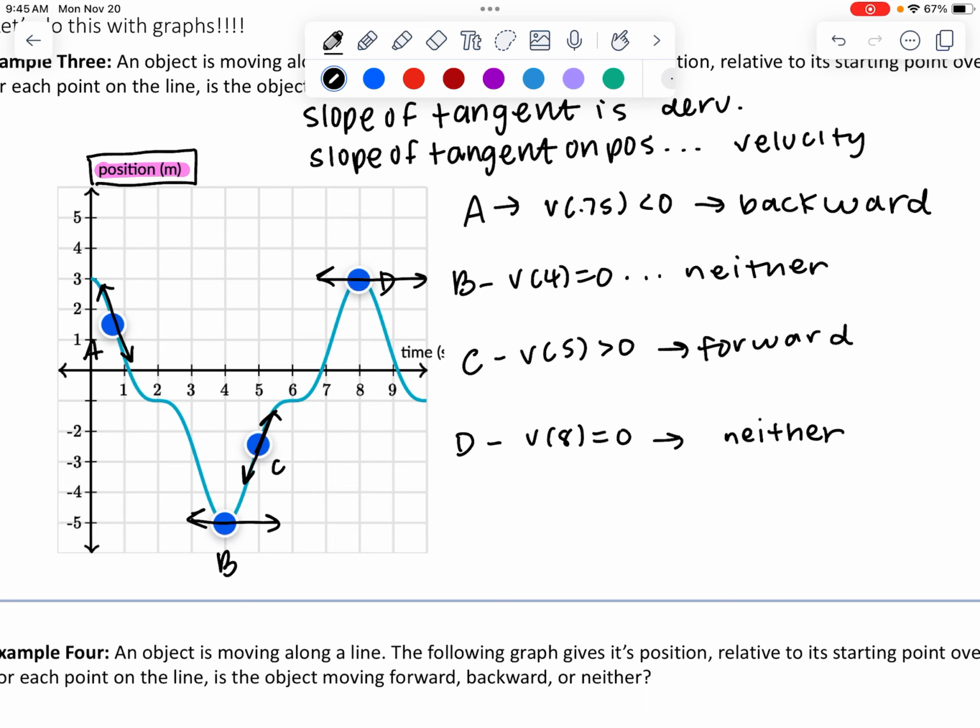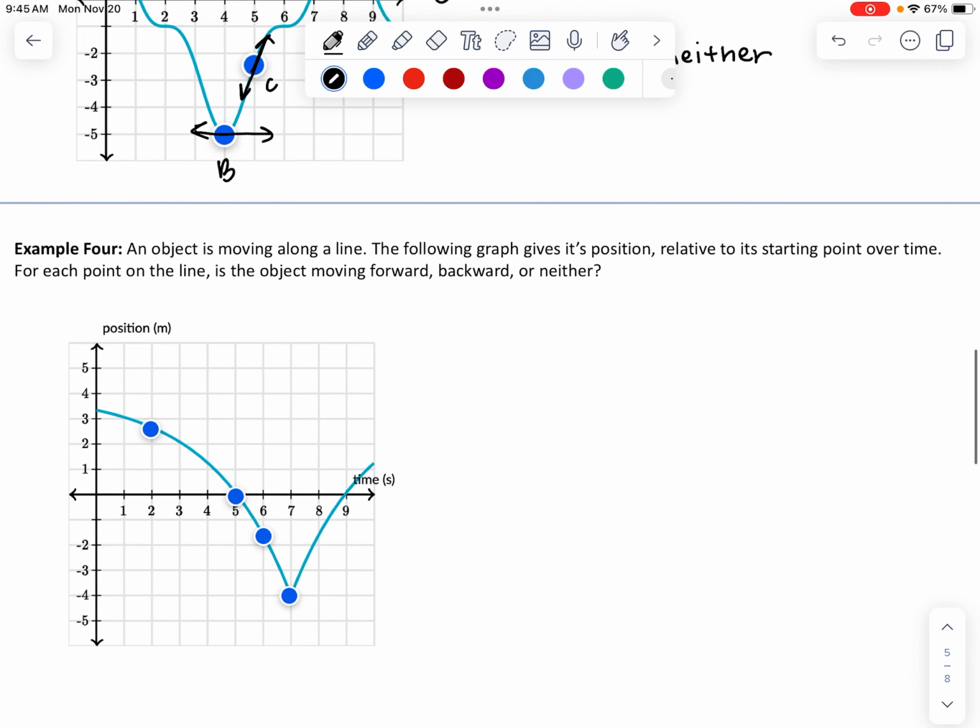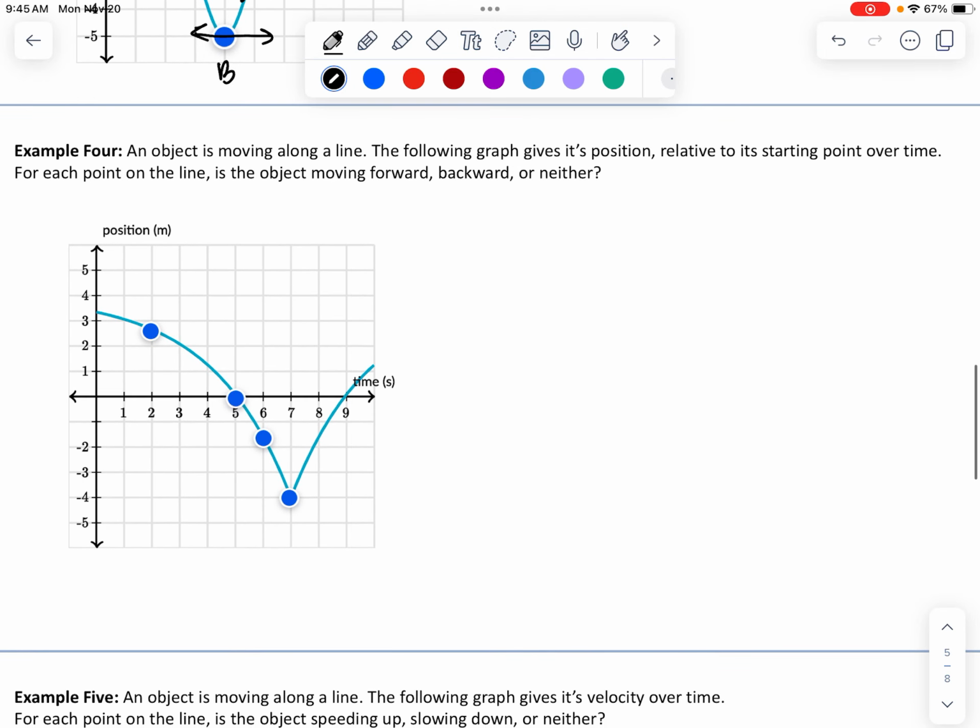So the next question is essentially the same question. It says an object is moving along a line. The graph gives its position relative to its starting point over time. Is the object moving forward, backwards, or neither? So feel free to try these on your own. I'm going to write their answers out, but feel free to try them on your own real quick. You can either ignore me or pause it, but I'm just going to go through these answers.